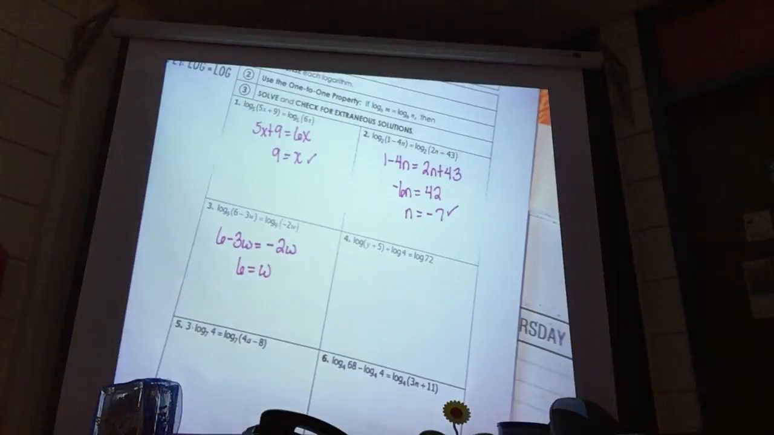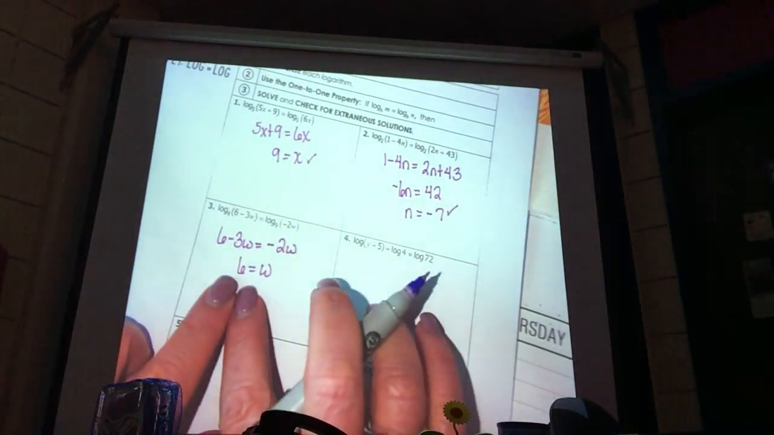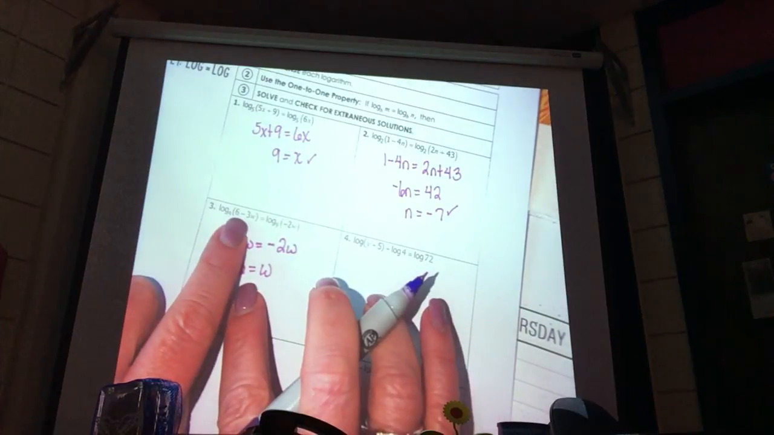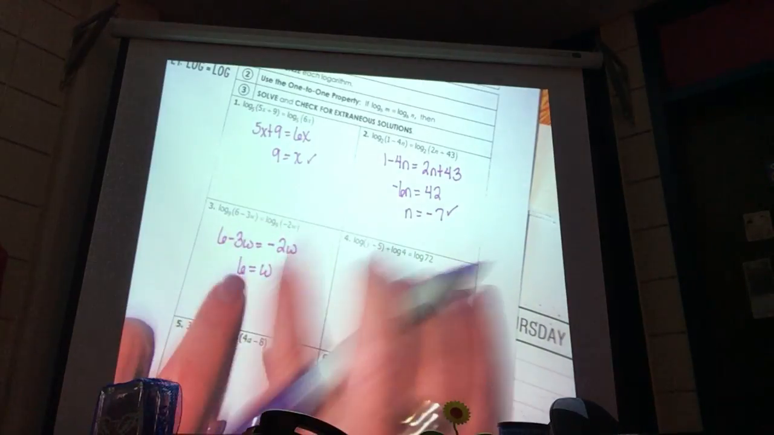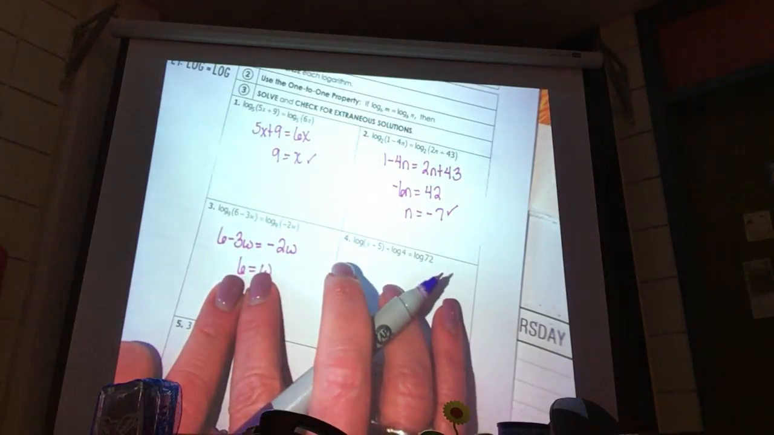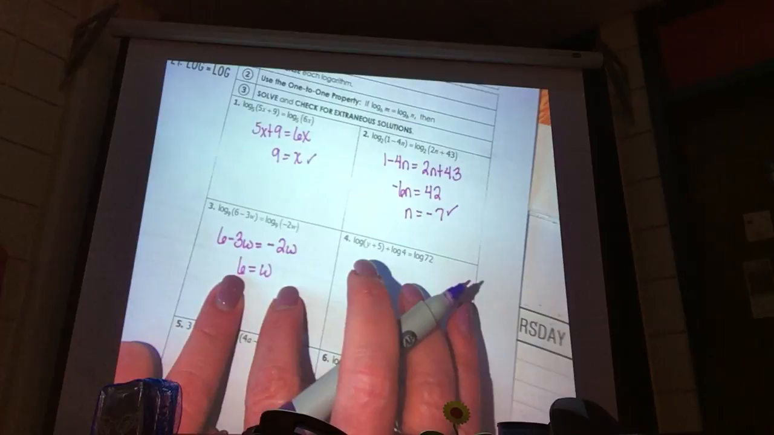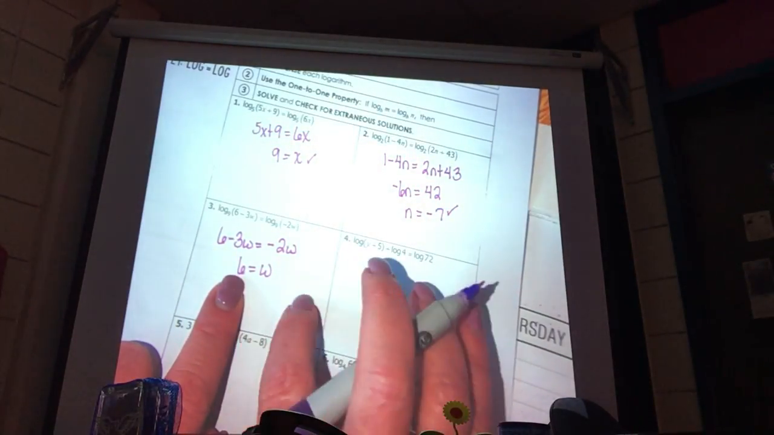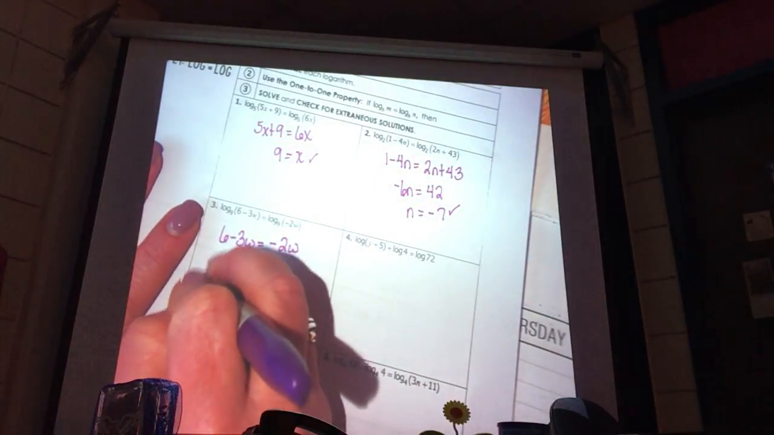Now, I need you to listen to what I'm getting ready to tell you. When I put 6 in, I get 6 subtract 3 times 6, and I end up with negative 12. Negative 2 times 6 is also negative 12. But you cannot have a negative log. Does everybody understand that? You cannot have a negative log. Therefore, there is no solution.